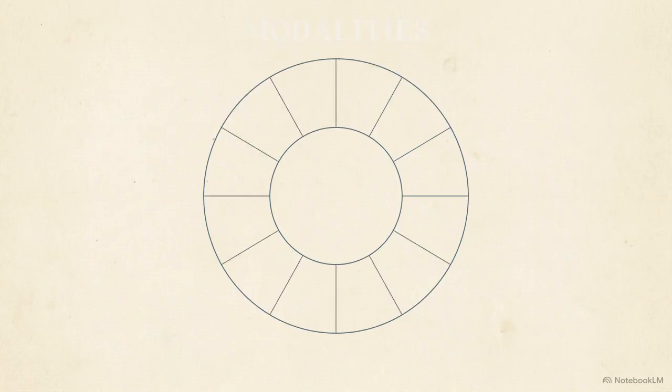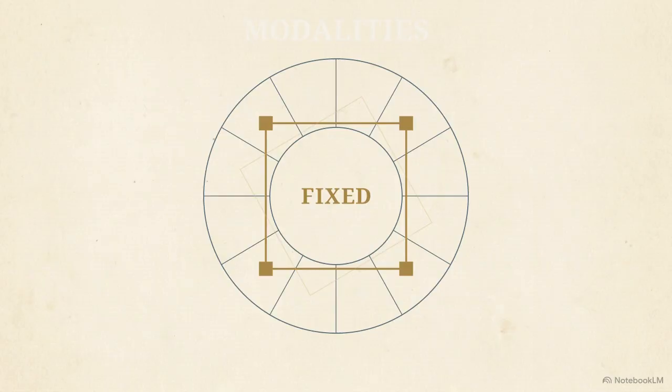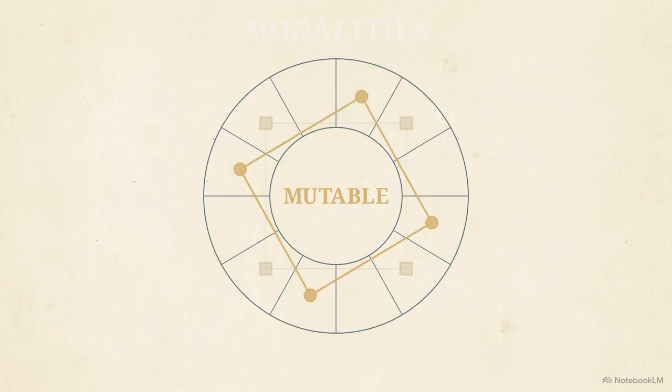Tracing 90-degree intersection lines across the elements identifies modalities, mapping how motivation is deployed. The cardinal modality is the spark that initiates a sequence. The fixed modality provides the anchor that sustains behavior. Finally, mutable nodes represent fluid flow, transitioning behavior into its next phase.